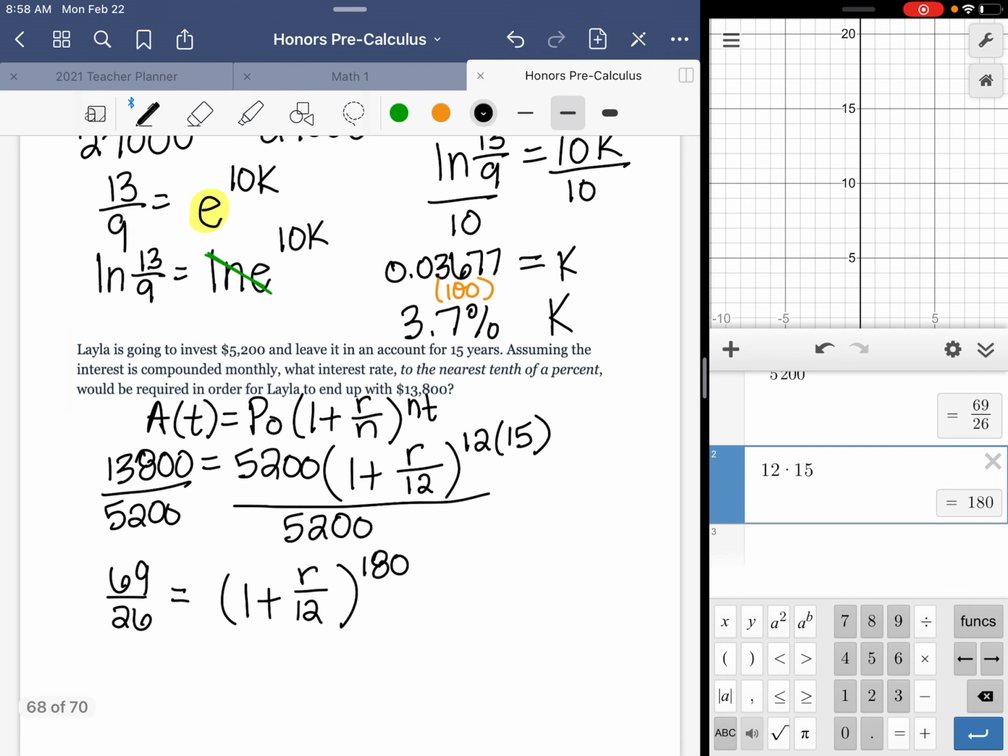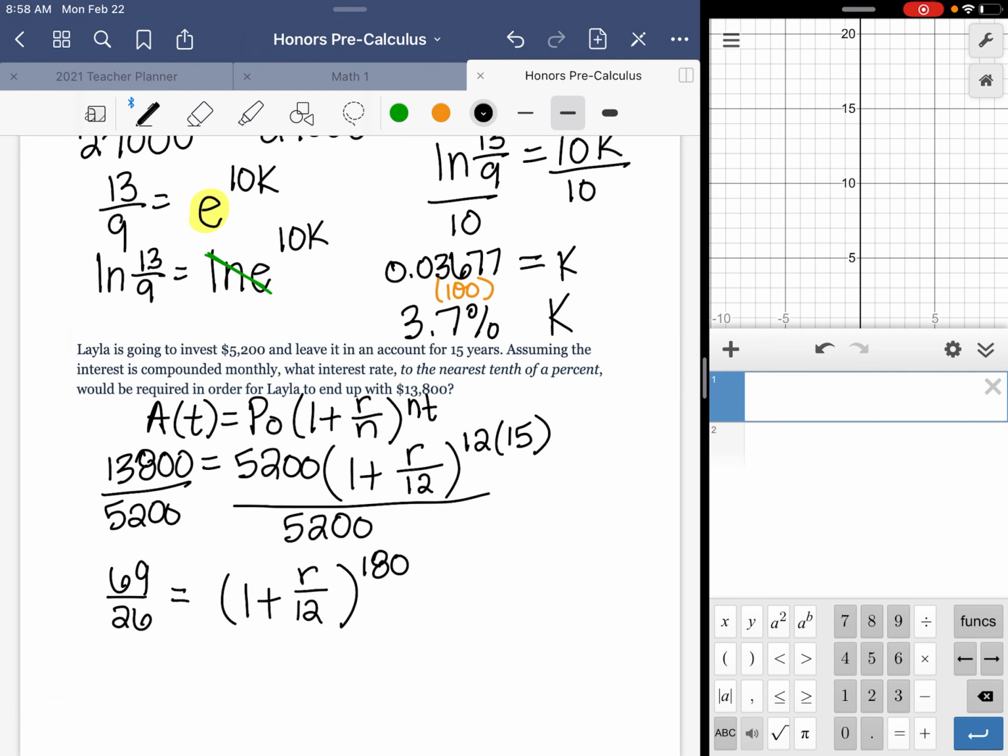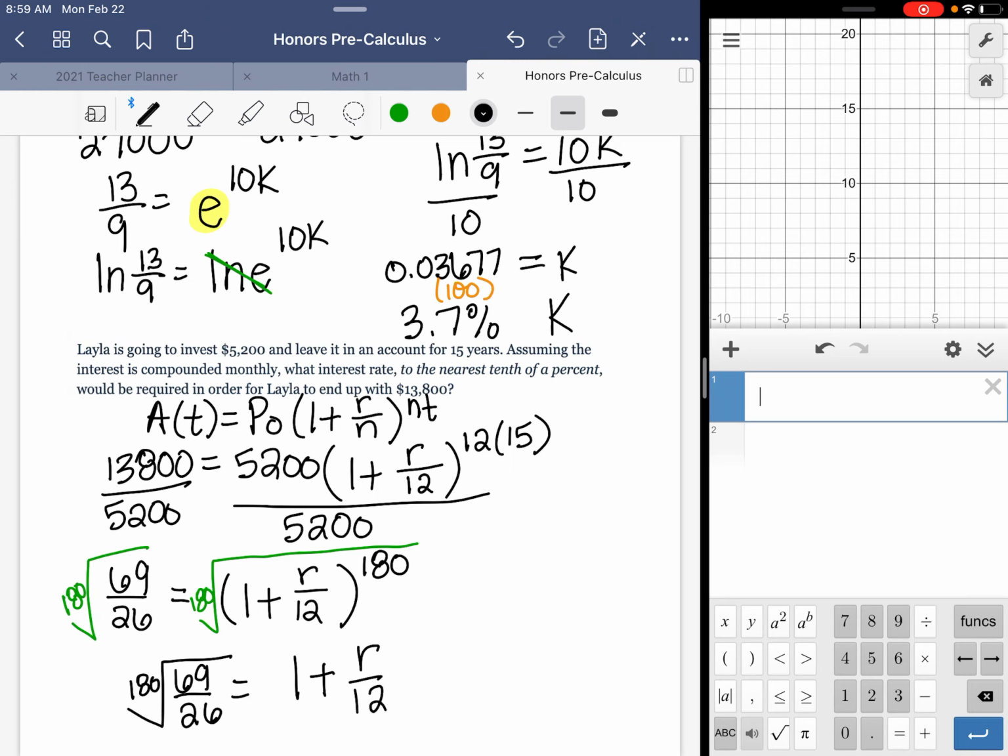Well, this particular situation is where we can take the root of any number that we want to. So I have an exponent of 180. I can take the 180th root. Now, that might seem silly. However, it will get rid of your exponent and you can simply solve for r. My recommendation again is that I do not touch this number. So if I take the 180th root of 69 over 26, that now leaves me with 1 plus r over 12. I can now subtract 1 and then multiply by 12.